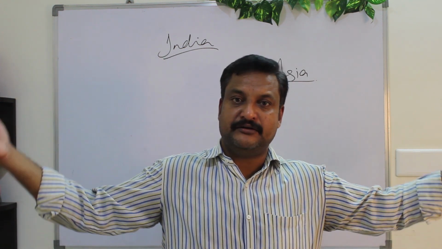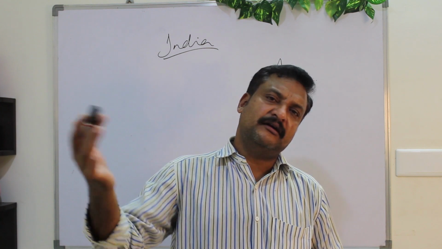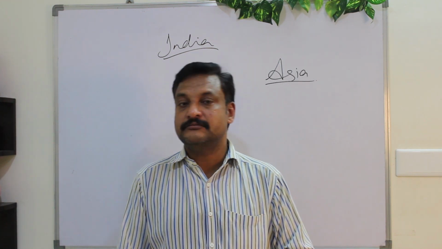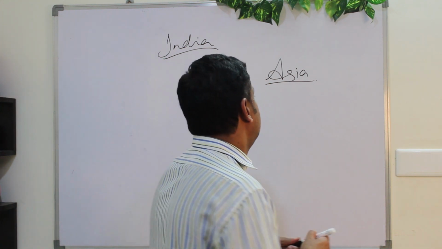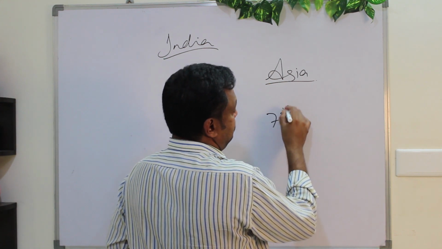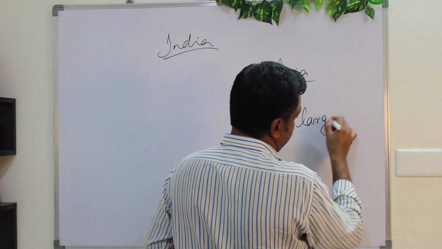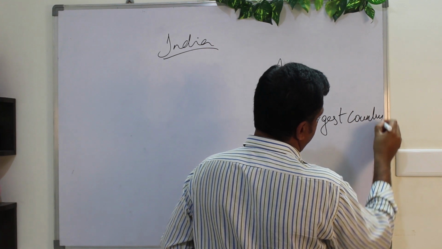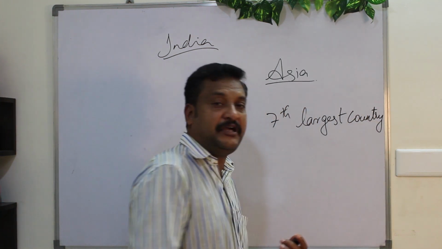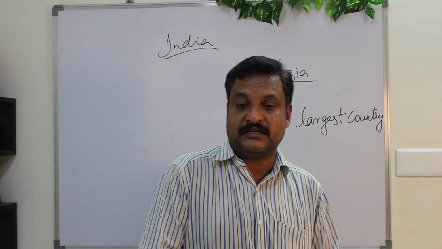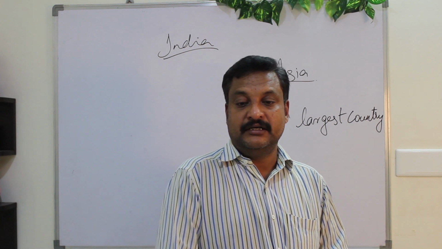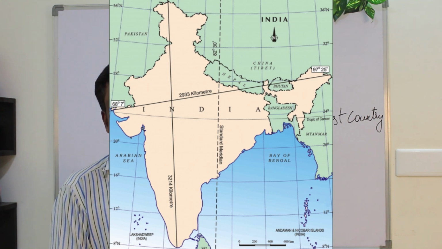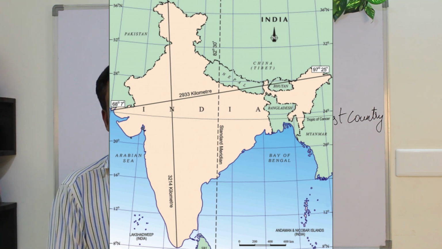Now, India is a very big country. It is the 7th largest country in the world. Look at the map, it measures 3,000 kilometers from west to east.